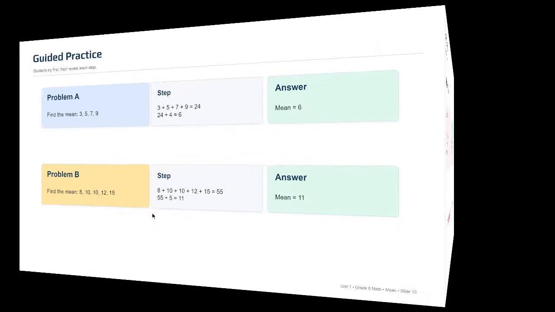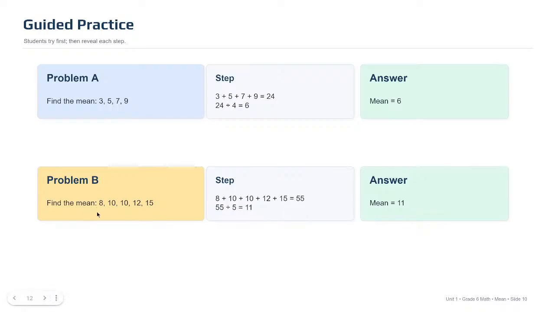And then, okay, that's the next problem. Find the mean. So now it's 8, 10, 10, 12, and 15. Make sure you add the 10 twice because it appears twice. So it's 8 plus 10, 10, 12 plus 15, which equals 55. And then you have to divide by 5 because there are 5 numbers. 1, 2, 3, 4, 5. So 55 divided by 5 is 11. The mean is equal to 11.